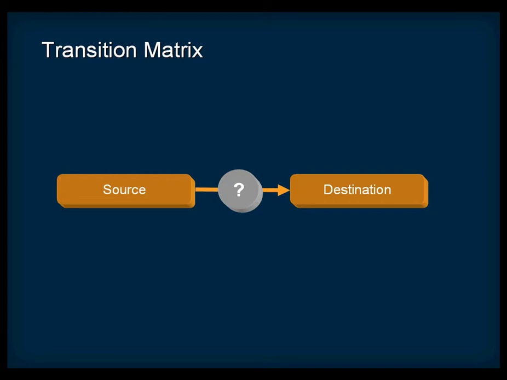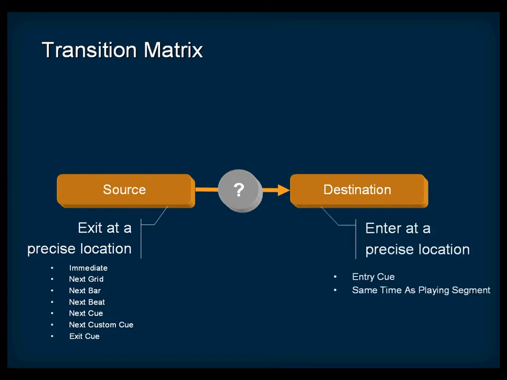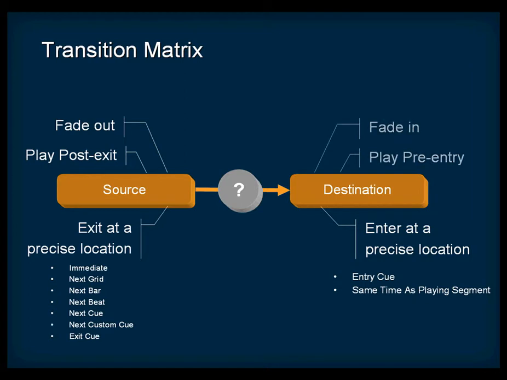For each rule, you can begin by setting the exit point for the source. You can choose from a number of options including immediate, next bar, and exit cue. Then, for the destination, you can set the entry point to either entry cue or same time as playing segment. You can also add a fade for both the source and the destination. Additionally, you can decide if you want to play the post-exit and pre-entry sections. Finally, you can also insert a transition segment between the source and destination. This is particularly useful when the time signature or music keys are different.